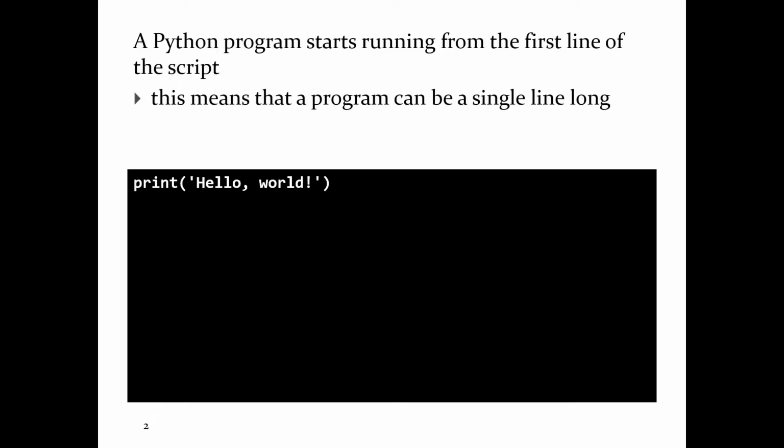You know that a Python program starts running from the first line of a Python script, right? The interpreter will read your Python script and interpret each line of code. That means you can have a program that's just a single line long. The classic hello world program in Python, you can write simply as print, round brackets, hello world inside of quotes of some kind. If you run that through the Python interpreter, you'll end up with the string hello world being printed to your screen.